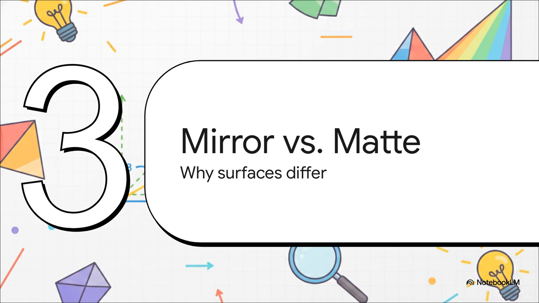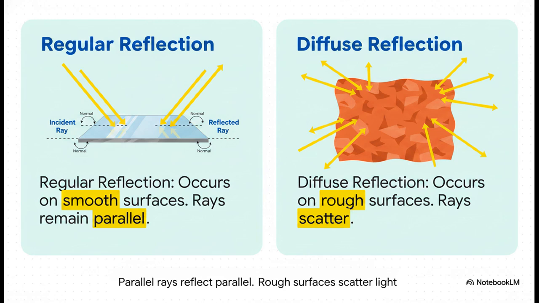All right, we've got our 2 rules down, so now we can finally go back and answer that first question. What's the deal with the mirror versus the piece of paper? It all comes down to the surface. It all comes down to 2 types of reflection. On one side, we have regular reflection. This happens on super smooth, polished surfaces, like a mirror. All the light rays that come in parallel bounce off and stay perfectly parallel.